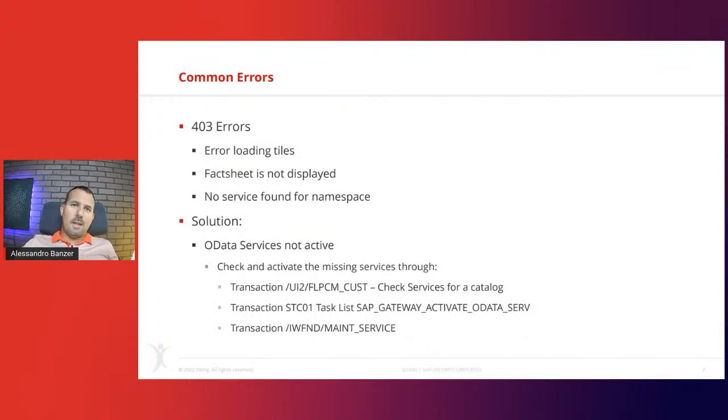When we look at common errors, common errors on Fiori look something like a 403 error or some of the numbered error messages. The 403 is a common one, or it says error loading tiles, or factory is not displayed, or no service found for namespace. Those are 403 type errors where it says ultimately I cannot reach the destination. So the application tries to call the backend service, for example, but the backend service doesn't respond or it's not available. That very often results in a 403 error.